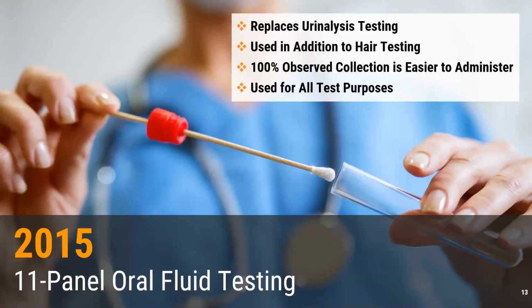Now, most recently in 2015, we've seen the introduction of oral fluid testing, and this originally was introduced as what we refer to as an 11-panel. So it's your traditional 10-panel drugs plus the synthetic THC. We saw this replace urine because oral fluid is also that near-term or short-term detection window methodology. And we've seen it used in addition to hair testing, very similar to the combination of urinalysis and hair testing.